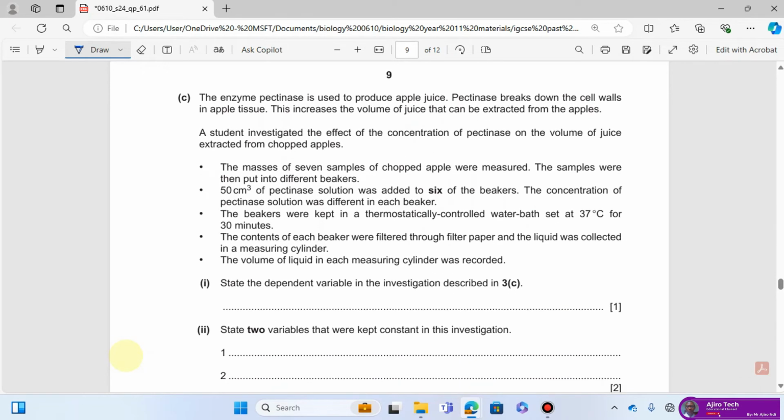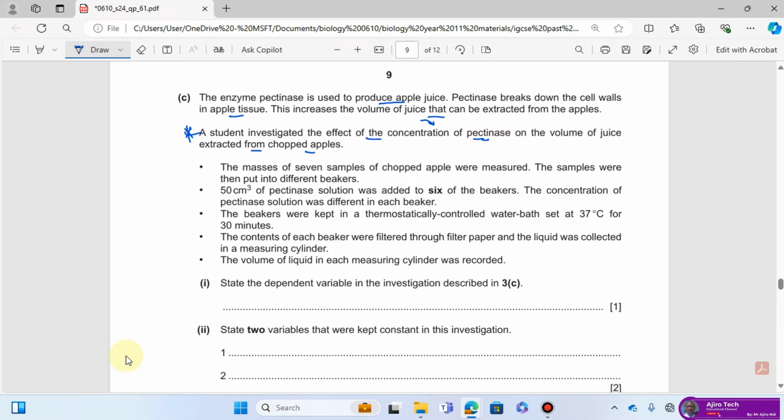Still on enzyme pectinase. It says enzyme pectinase is used to produce apple juice. Pectinase breaks down the cell walls in apples. This increases the volume of juice that can be extracted from the apple. Now, again, the essence is investigating the effect. The student investigated the effect of the concentration of pectinase on the volume of juice extracted from chopped apples. So they chopped the apples and added pectinase in different concentrations. So that's what the experiment is about.